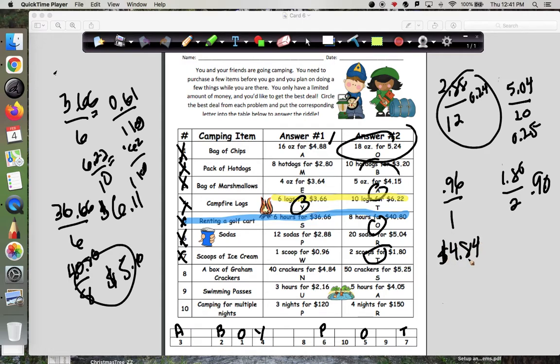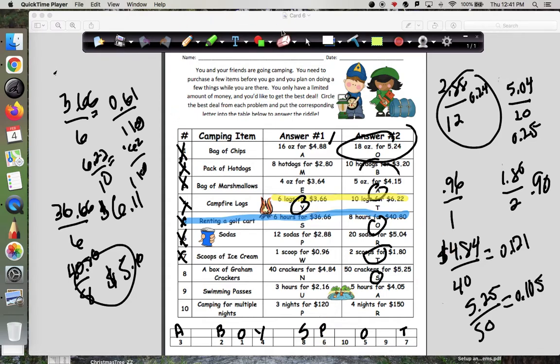484 divided by 40. 484 divided by 40. That's a little over 12 cents. And we're going to compare that with 5.25 for 50. 5.25 divided by 50. And that's a little over 10 cents, which is a better deal. So the second one was a better deal. We're going to put an S by the 8.